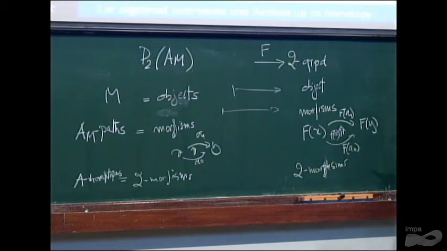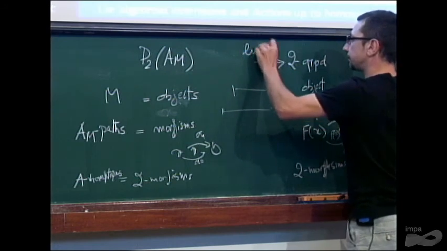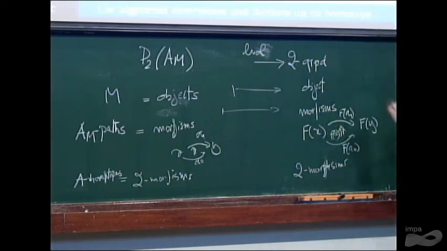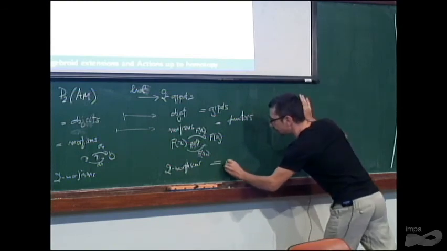Okay, and my functor, so now it's called holonomy. And actually, it lands into 2-groupoids. So objects are groupoids, morphisms are functors, and 2-morphisms are natural transformations.